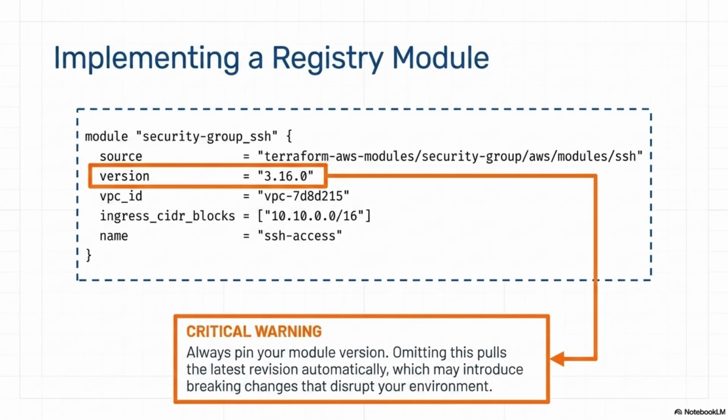Implementing a registry module. Here's what implementing a registry module looks like. You write a module block, name it security_group_SSH, point source to the full registry path, and pass in your inputs: VPC_ID, ingress_CIDR_blocks, and name. Now pay close attention. There's a version field set to 3.1.6.0. This is not optional. If you omit it, Terraform pulls the latest version automatically every time you run Terraform init. If the module publisher releases a breaking change in a new version, and it happens, your environment breaks the next time anyone initializes the project. Always pin your module version. Commit it. Treat it like a dependency lock file.